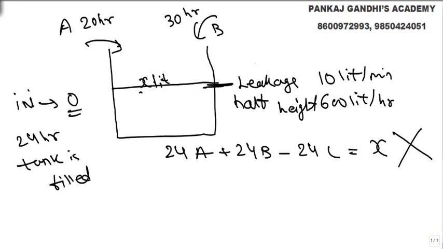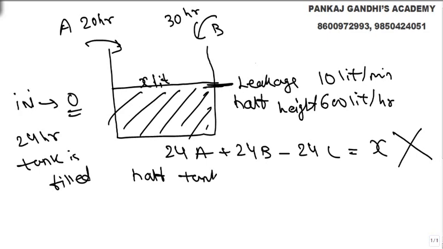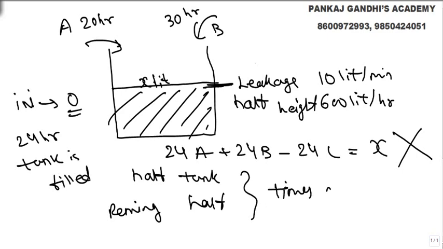So till the tank is half filled, leakage will never empty. So that's why the half tank and the remaining half times are different. Leakage will start emptying only when the tank crosses half height. So the first half height is going to be without leakage, then it's going to be with leakage. So now how to solve it?